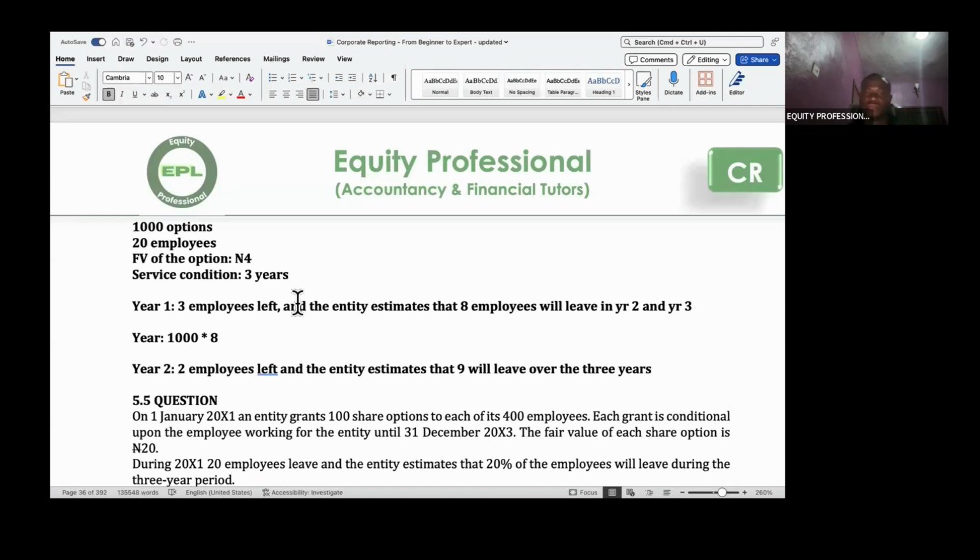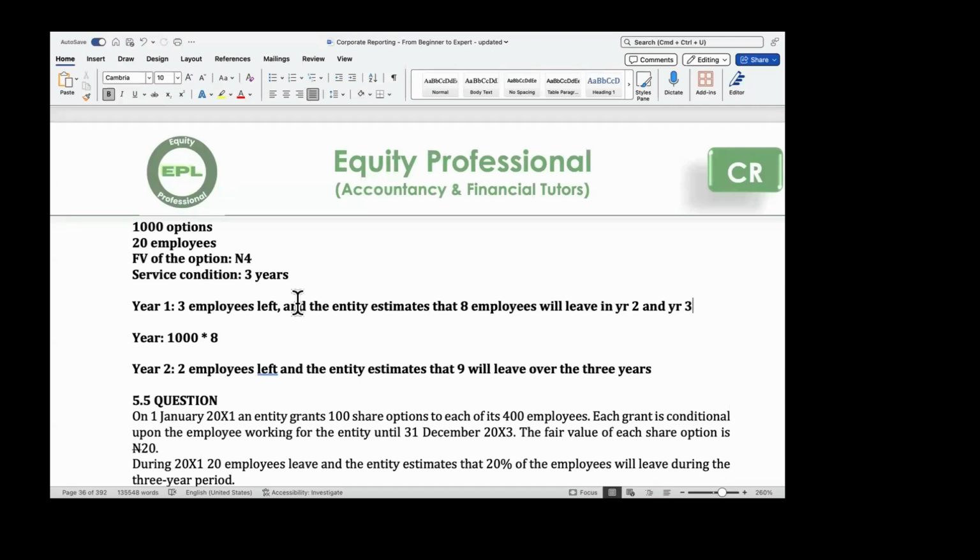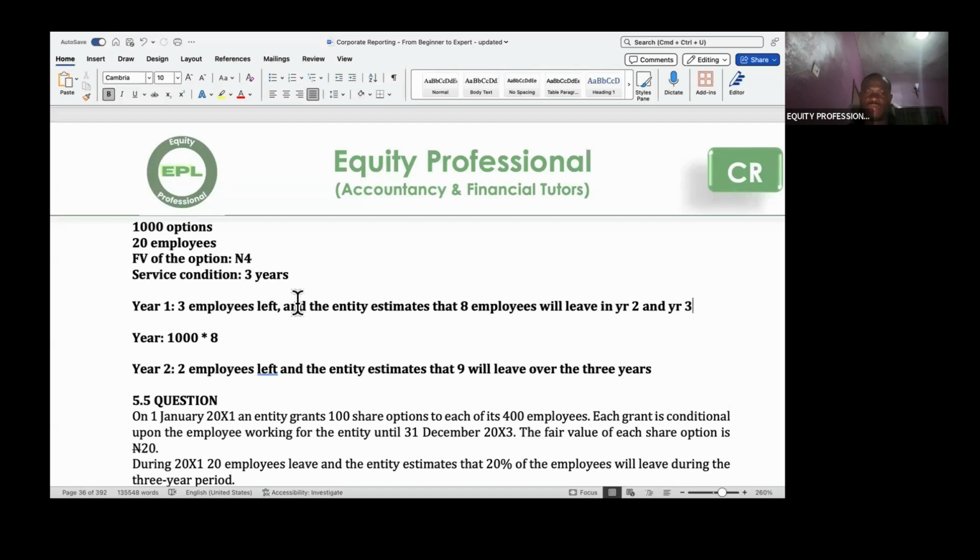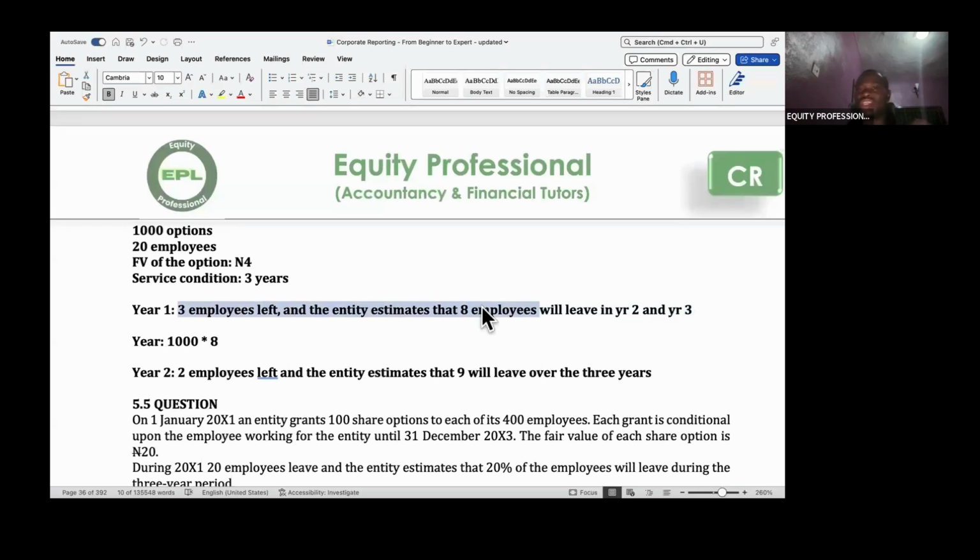So what do you think? Will it be 12? No, it's not 12. I think this was where you were before you left the class. So now they told us that 3 employees will leave in year 1. They now estimated that 8 will leave in year 2 and year 3. That means in total, 3 plus 8 are going to leave over the 3 years, 11. So the number that will vest is 9.